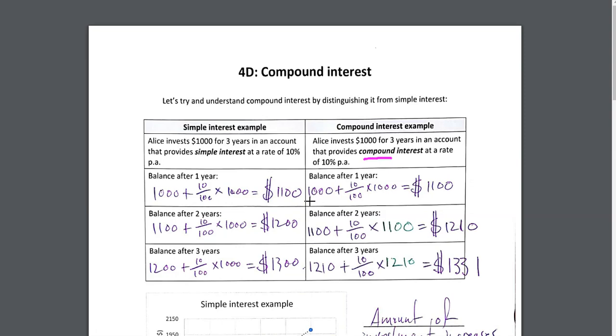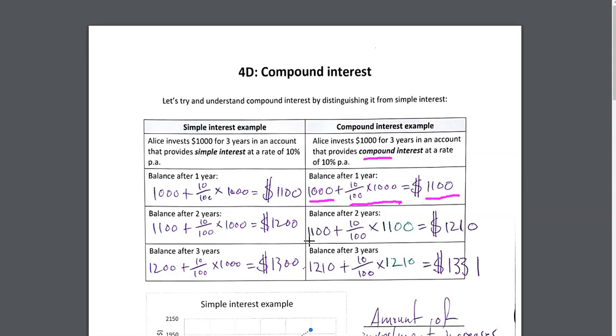After 1 year, this is how we would calculate Alice's balance. So she starts off with $1,000 and then she earns 10% of that $1,000 interest, okay, which is $100. That gets added onto the 1,000. She now has $1,100. Exactly the same as a simple interest example so far. All right, but on the second line here, the balance after 2 years, here's where you'll start to notice a difference between compound and simple interest.